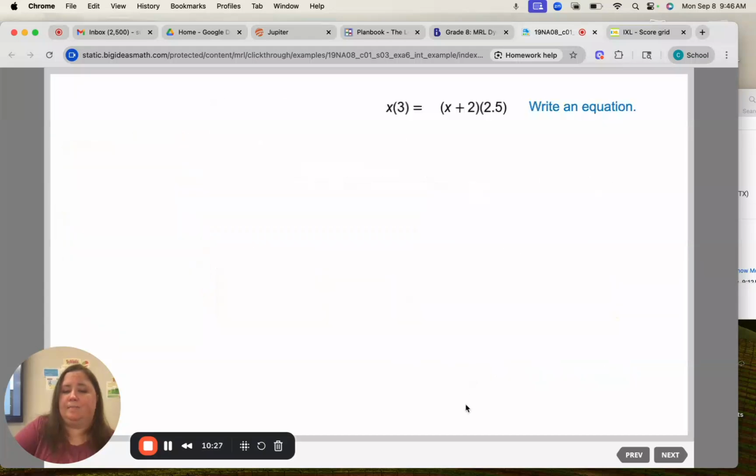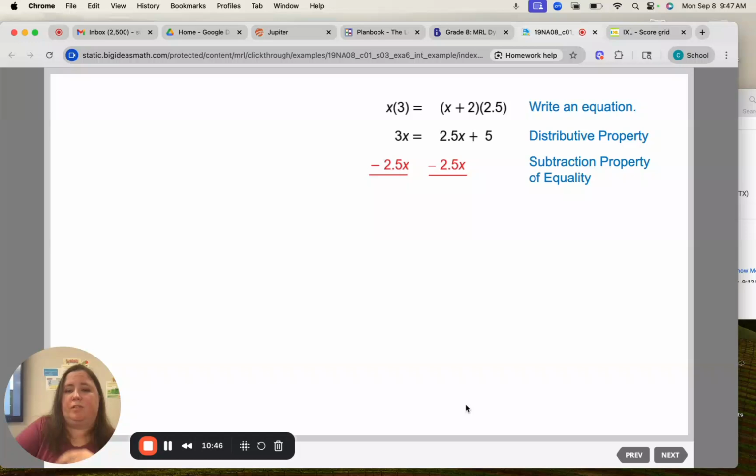All right, now what would you move? You combine like terms. Correct. So what would we move? The 2.5x. I would move the 2.5x, correct. So what's 3 minus 2.5? Correct. 0.5x. And then now to get the x by itself, what's the last step? Divide. So what is 5 divided by 0.5? 10. Very good.